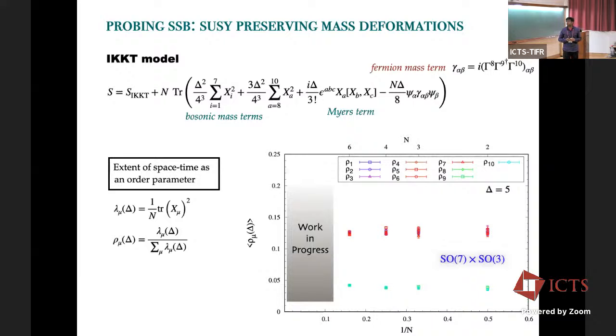Then we apply complex Langevin to the mass deformed IKKT model. We take the normalized extent values on the y-axis, and on the x-axis we perform simulations for various finite n values. For a particular deformation parameter, we observed that there is this explicit symmetry breaking, SO7 cross SO3, but there is a very soft dependence on n. These normalized extent values don't change much, at least for finite n values. We are still working on the large n limit and how they would change with large n values.